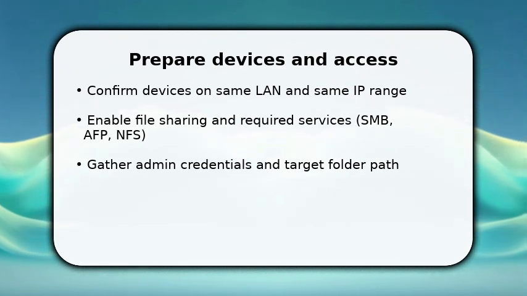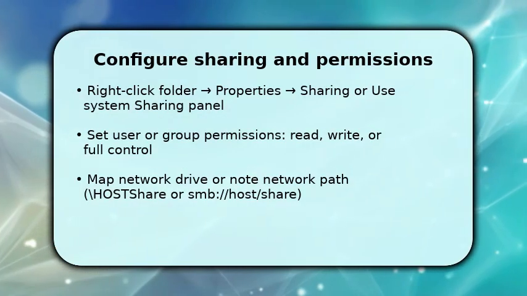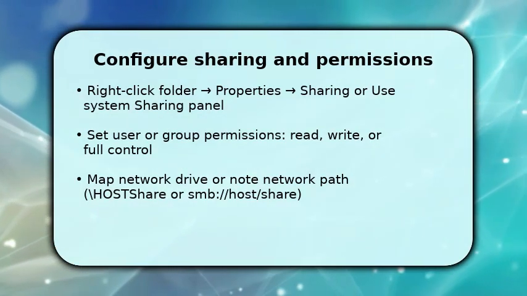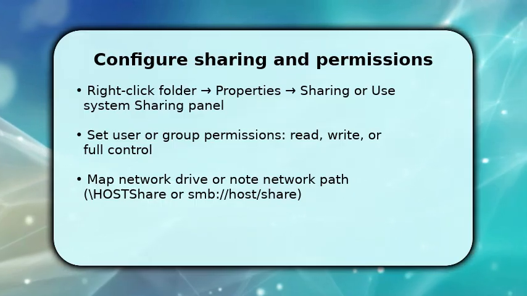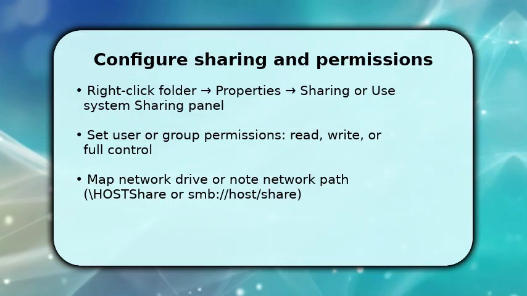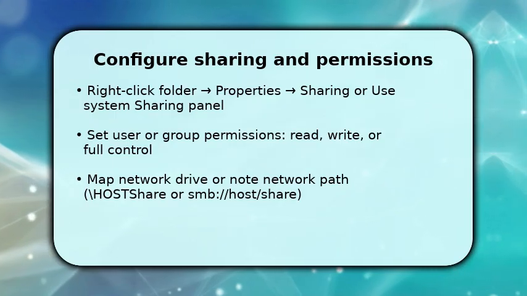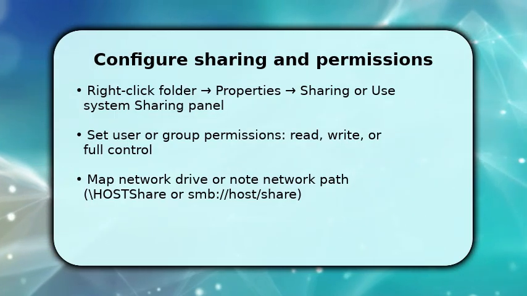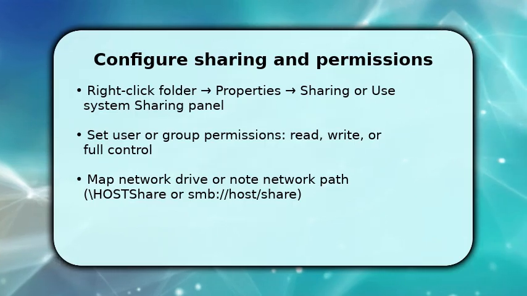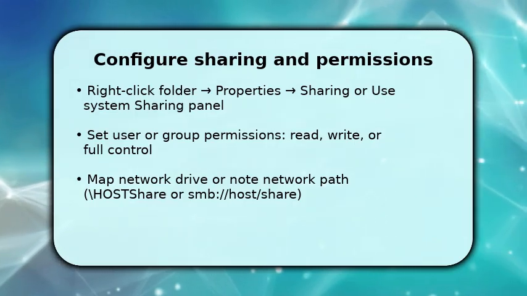Once done, create or choose a folder to share and set its basic permissions so you can finish configuration in the next step. Now configure the folder for network access and be precise about permissions. Open the folder sharing dialog on your OS, add the user accounts or groups that need access, and assign read or write privileges. Giving full control only when necessary reduces risk.